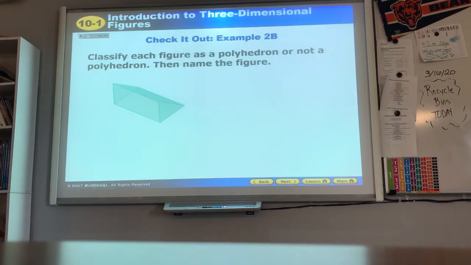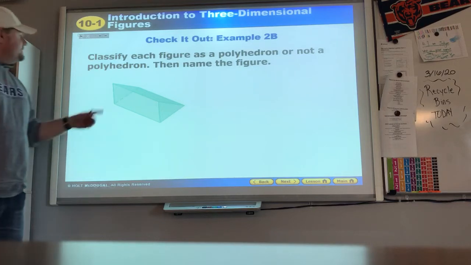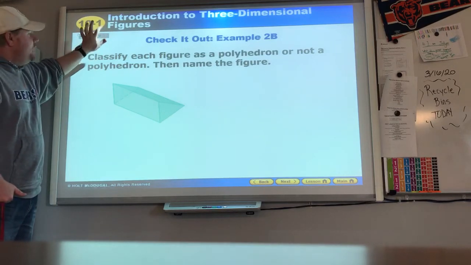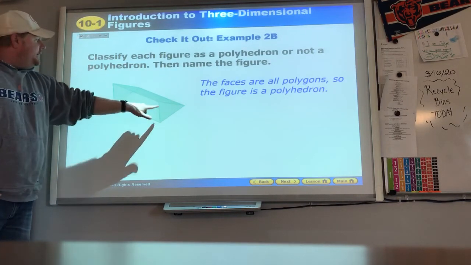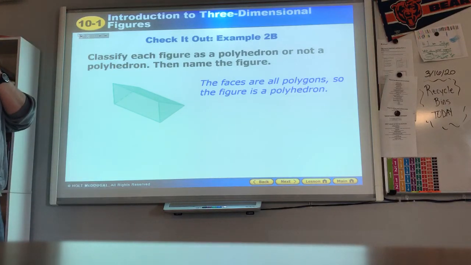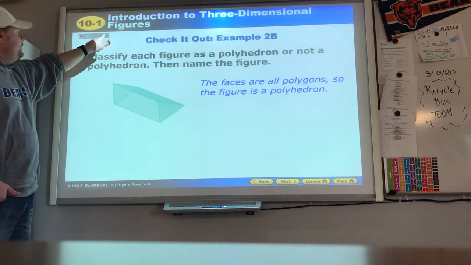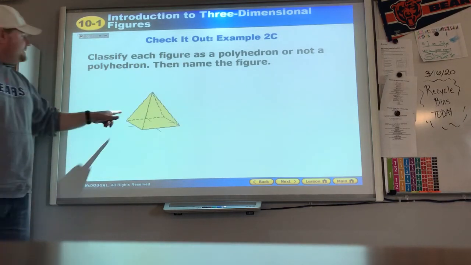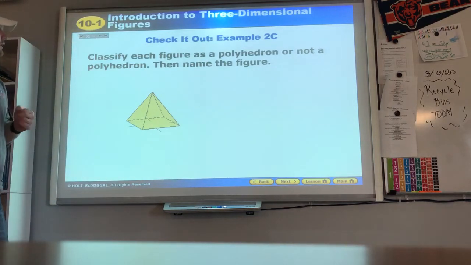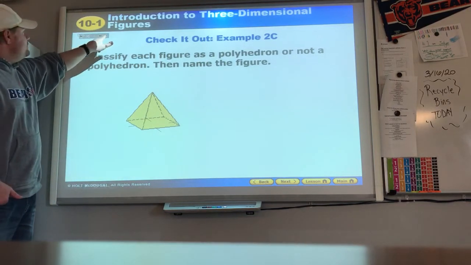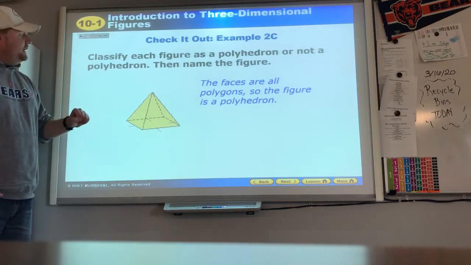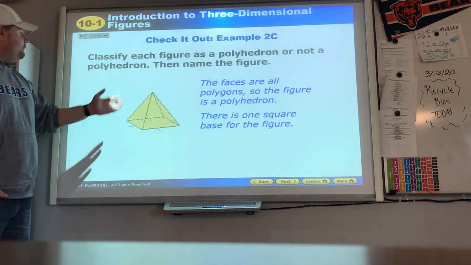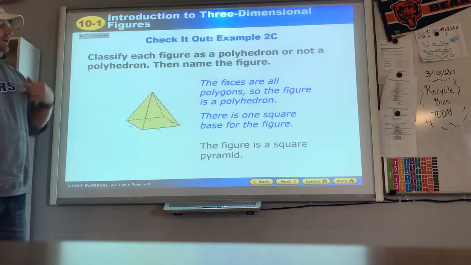Classifying each figure as a polyhedron or not, then name the figure. I see triangle, triangle, and 3 rectangles. Every one of those I know is a polygon, so it is a polyhedron. Now there's triangles at the bases, and there's rectangles connecting it, so that's a triangular prism. With this one, I see 4 triangles and 1 square, so I think it is, yes, a polyhedron, and since it comes to a point, I know it is a 1 square figure and 4 triangles, so it's a pyramid, a square pyramid.